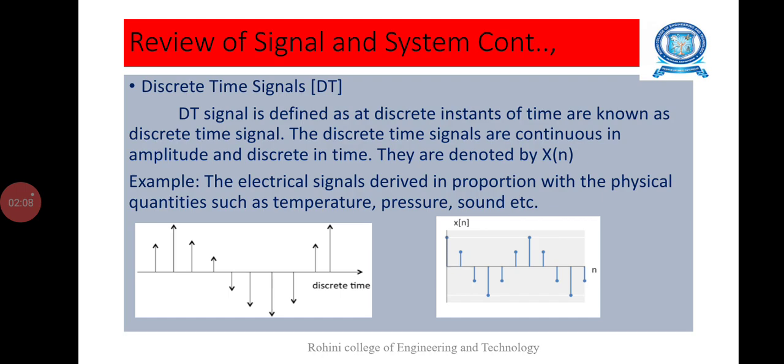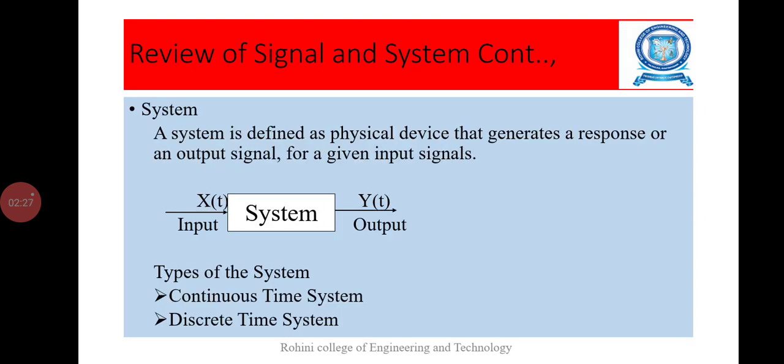Discrete time signal is defined at discrete instances of time. Discrete time signals are continuous in amplitude and discrete in time, and they are denoted by x of n. Examples are electrical signals derived in proportion with physical quantities such as temperature, pressure, sound, etc. Next, a system is defined as a physical device that generates a response or an output signal for a given input signal. This is the system. It takes the input and gives the output.